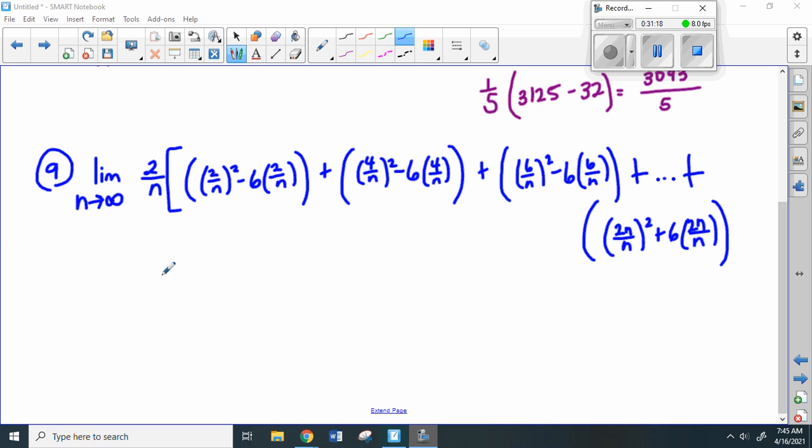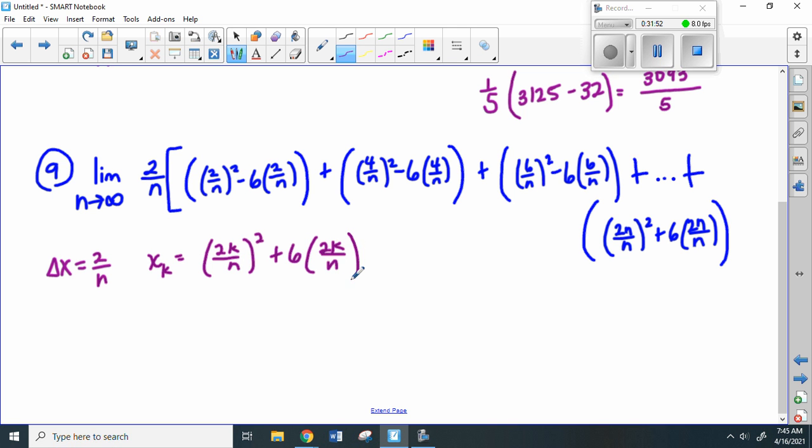All right, so this one looks a little bit more complicated, but it really isn't in terms of the amount of work. You still need to figure out what delta x is. If you look at the last term, you can figure out what the pattern is, and then you can look back to make sure that you can confirm it. But when I have 2n over n, it's not reduced on purpose, because this last n is really what k was filled in for each time. So x sub k must have been 2k over n squared plus 6 times 2k over n.